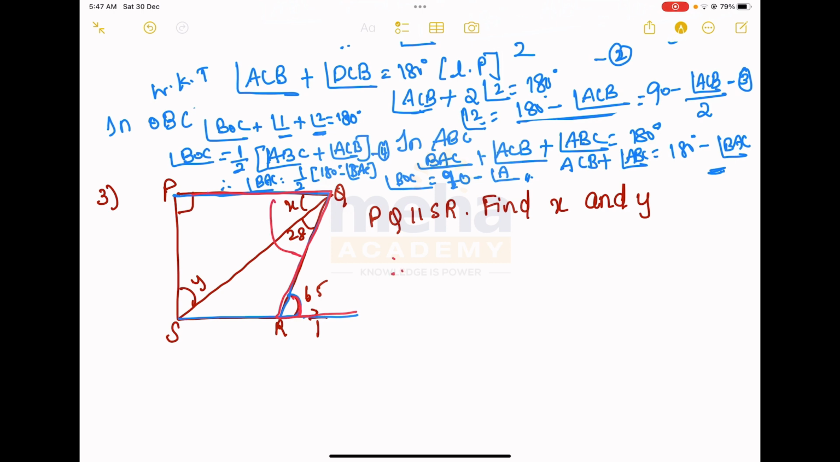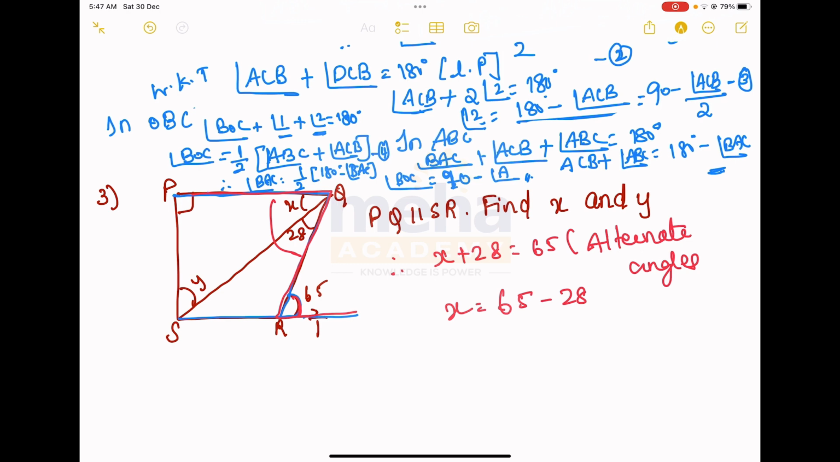Therefore, we say x plus 28 is equal to 65 because alternate angles. Therefore, x will be given by 65 minus 28. That would be x is equal to 37. So we have got the answer for x, 37.